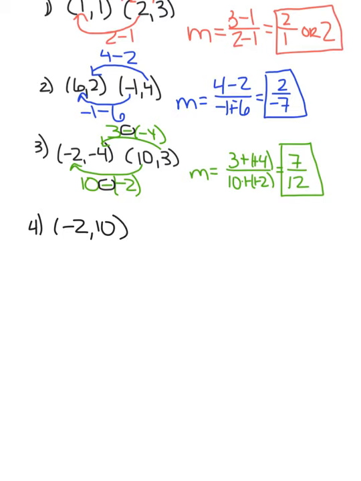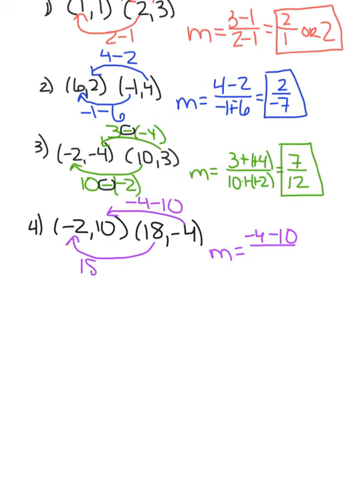So the first point is negative 2 comma 10. The second point is 18 comma negative 4. So we have negative 2 comma 10, and we have 18 comma negative 4. So I'm going to start here with my slope this time. My y2 over y1. So y2 is negative 4 minus 10. Right? Negative 4 minus 10 is my y's. Change in y's. y2 minus y1. And then I do my change in x's, which is 18 minus negative 2. Right? So 18 minus negative 2.